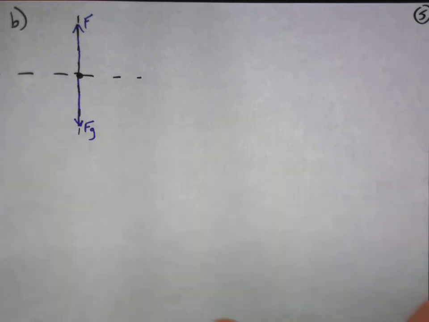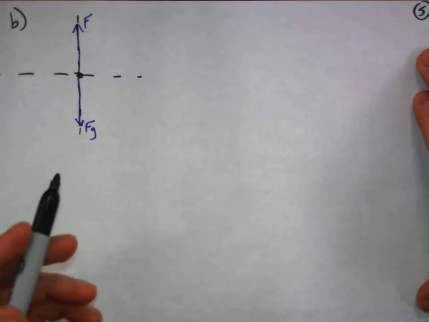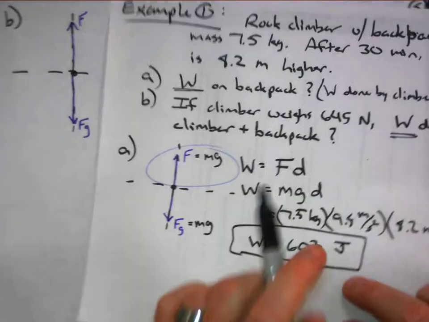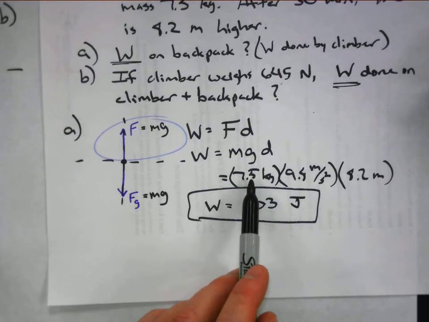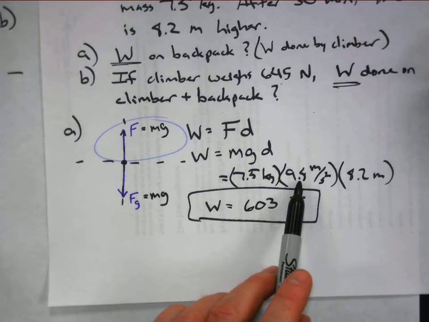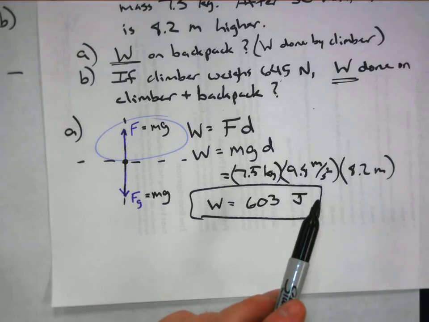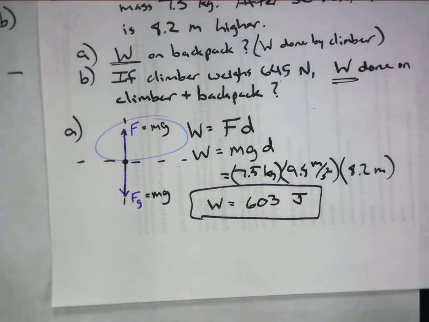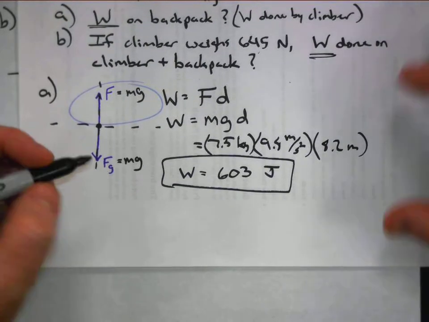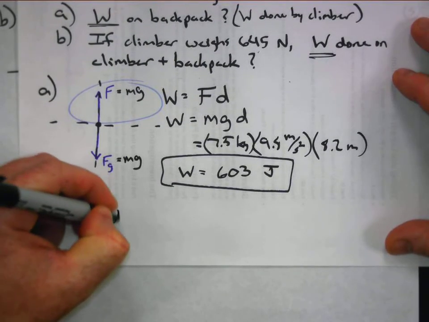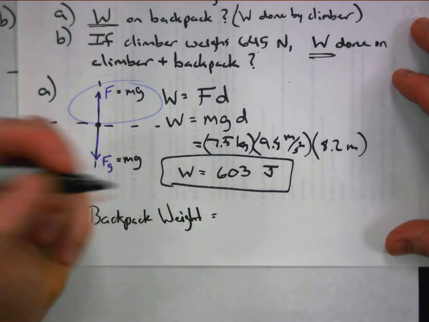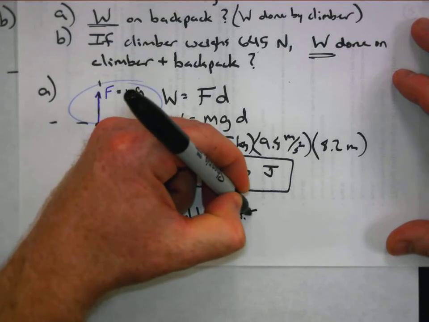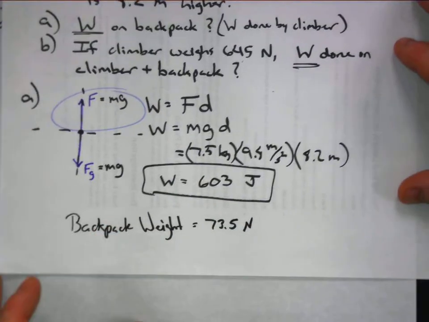Okay, but here's the slightly, I don't know if I want to say tricky, but thing you have to pay attention to. The climber weighs 645 newtons. Well, what does the backpack weigh? The backpack weighs that mass times that g, mg. And so the weight of the backpack, you get 73.5 newtons.